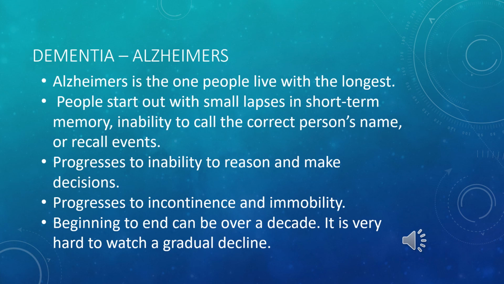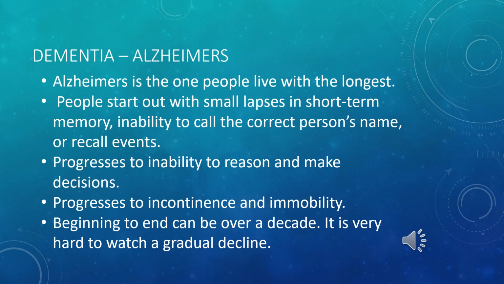Alzheimer's is perhaps the form of dementia that most people are familiar with, and it's the one that people live with the longest. People start out with just small lapses in short-term memory, like they're unable to recall a person's name or recall events properly, but then this progresses to an inability to reason and make decisions, and rational thought becomes a problem. Then it progresses to incontinence, and then eventually it progresses to immobility.